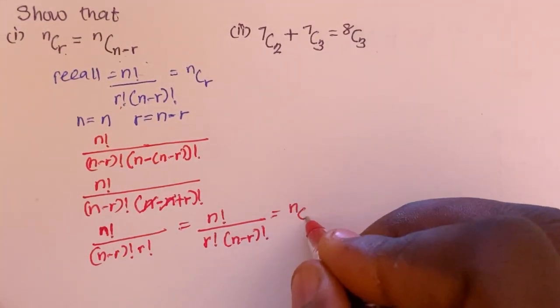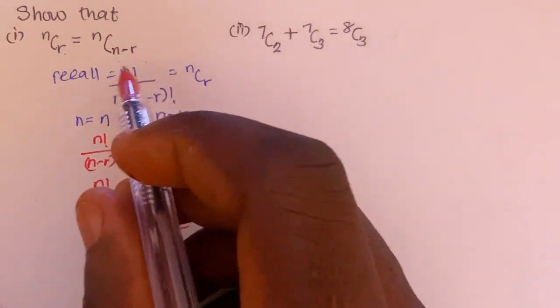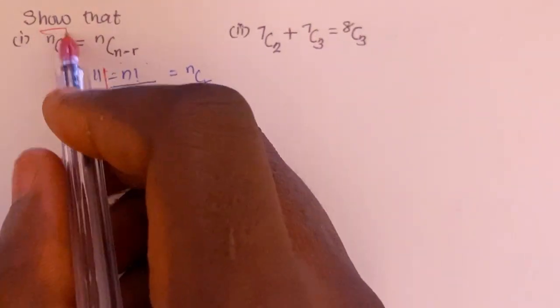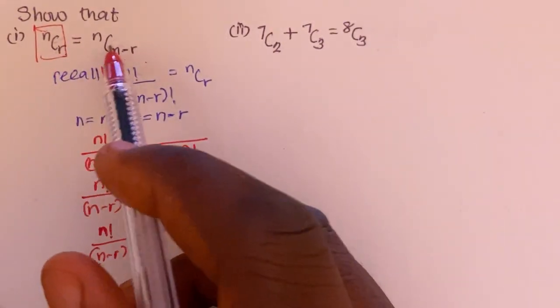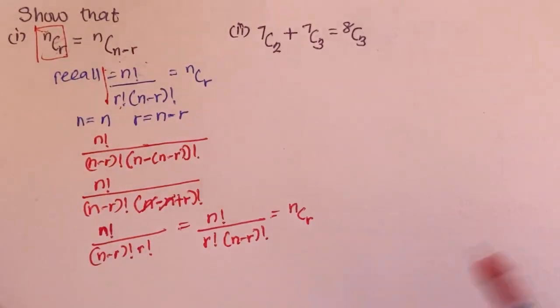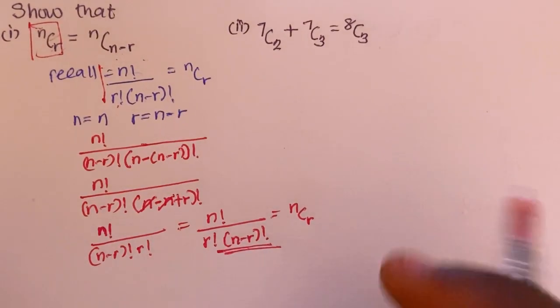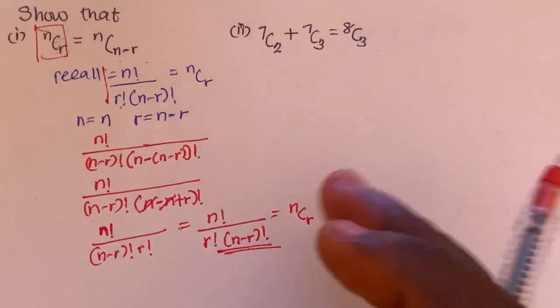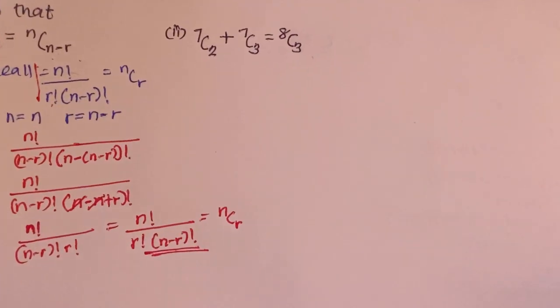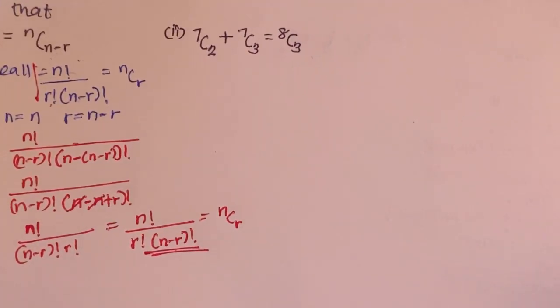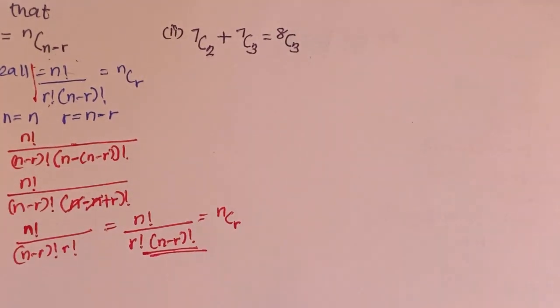which is the same thing as nCr. So can you see that I've actually proved it? I've proved that nCr is the same thing as nC(n-r). Can you see this now? So that's just it. Now let's move to the second question. The second question says 7C2 plus 7C3 equals 8C3. It's very simple as well.